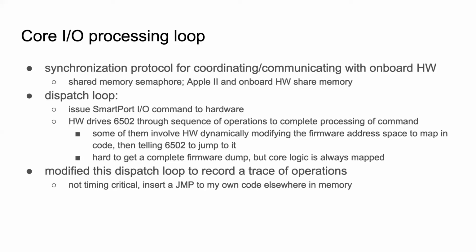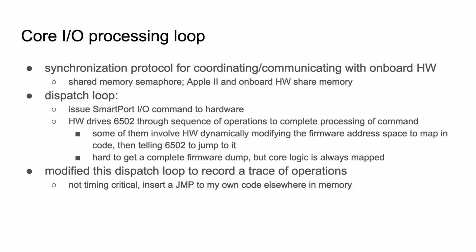The first thing is that it uses a synchronization protocol for communicating between the hardware and the Apple. This is essentially a shared memory semaphore, because the Apple II and the onboard hardware need to share access to the same memory space, and so they need to coordinate reads and writes. Then the I/O is done using a dispatch loop where the Apple II CFFA slot firmware issues a command to the hardware, and in return, the hardware is going to drive the 6502 through a sequence of operations to process that command.